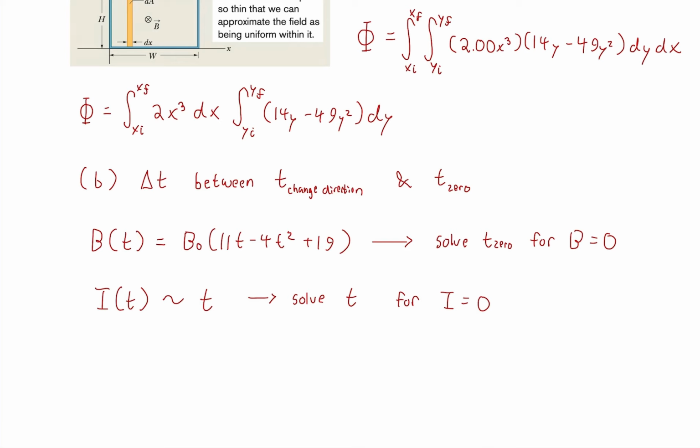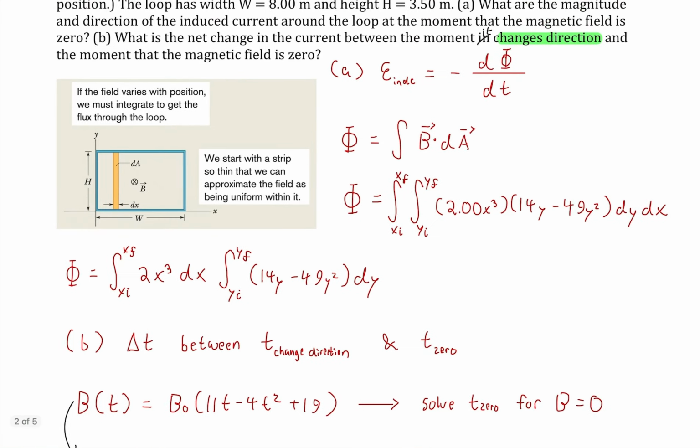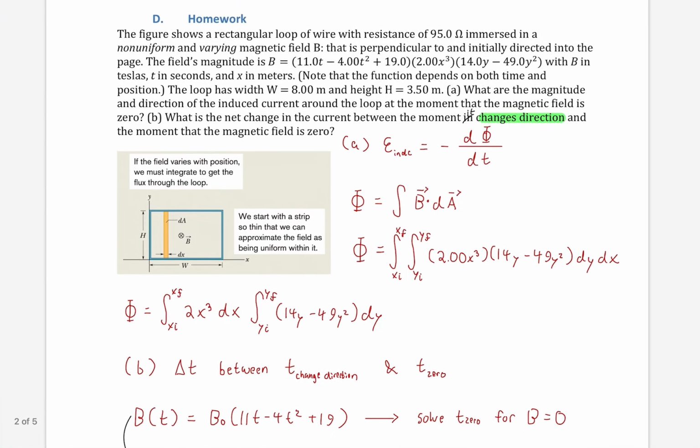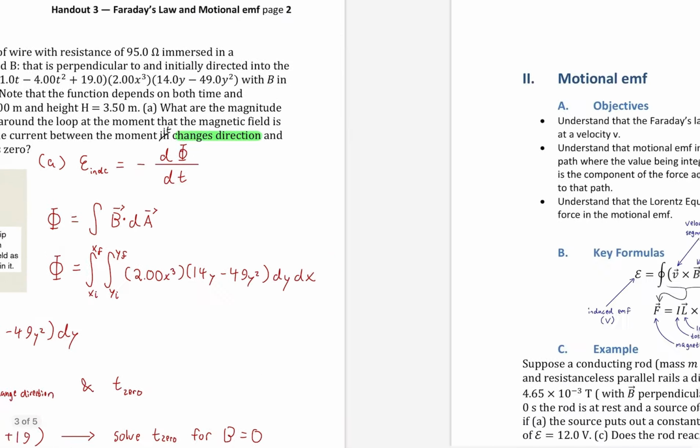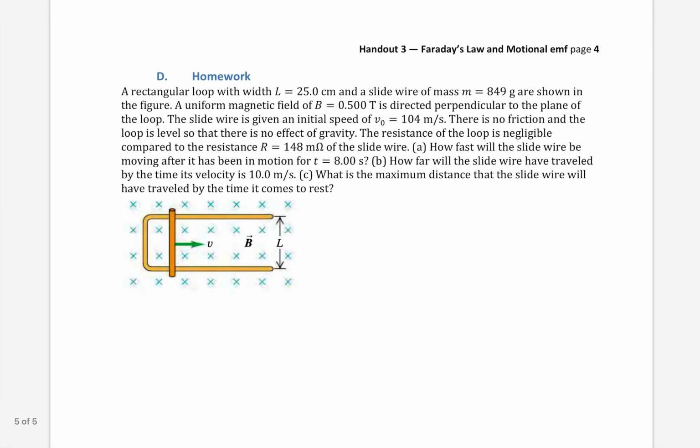The calculus idea, of course, is the fact that we have a derivative relationship between the magnetic field and the current. One is the derivative of the other, and so there's a close relationship between their zeros and their maximums and so on. But in this case, I asked about both of their zeros. Hopefully that makes sense as well. Let's move on to talk about the motional EMF homework problem.